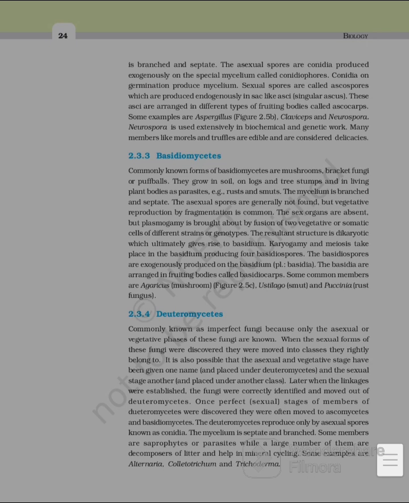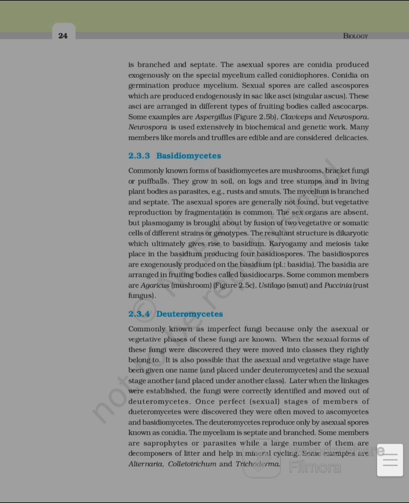Topic 2.3.3 Basidiomycetes. Commonly known forms of Basidiomycetes are mushrooms, bracket fungi, or puffballs. They grow in soil, on logs and tree stumps, and in living plant bodies as parasites, for example rust and smuts. The mycelium is branched and septate. The asexual spores are generally not found, but vegetative reproduction by fragmentation is common.